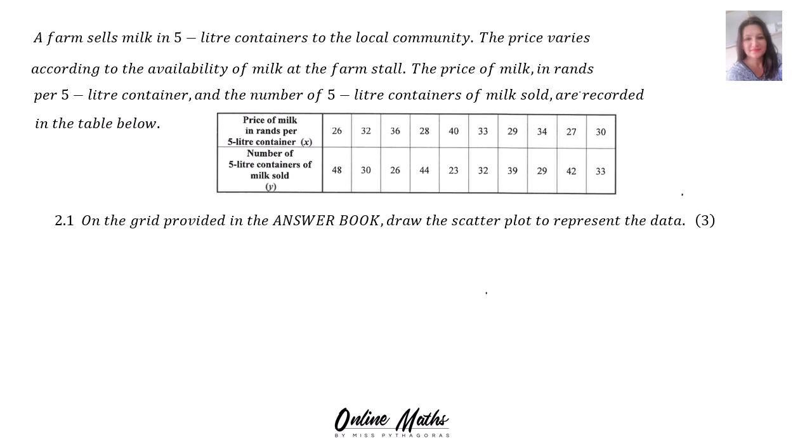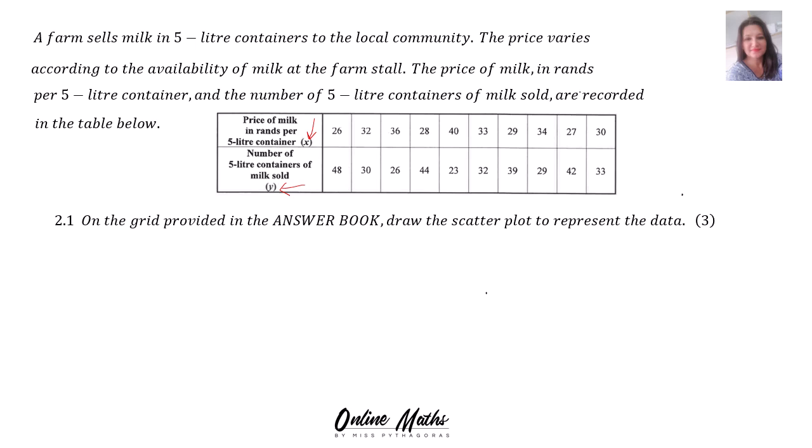A farm sells milk in 5-litre containers to the local community. The price varies according to the availability of milk at the farm stall. The price of milk in rands per 5-litre container and the number of 5-litre containers of milk sold are recorded in the table below. The X values are the price of milk in rands per 5-litre container, and the Y values are the number of 5-litre containers of milk sold. 2.1: On the grid provided in the answer book, draw the scatter plot to represent the data.